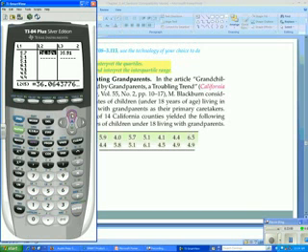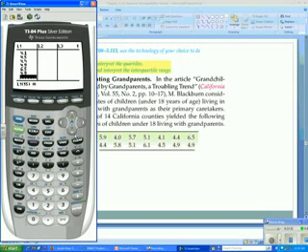Okay, so 5.9, 4.4, 5.8, 5.7, 5.1, 5.1. And then 6.1, 4.1, 4.5, 4, 4.9, 6.5, 4.9.